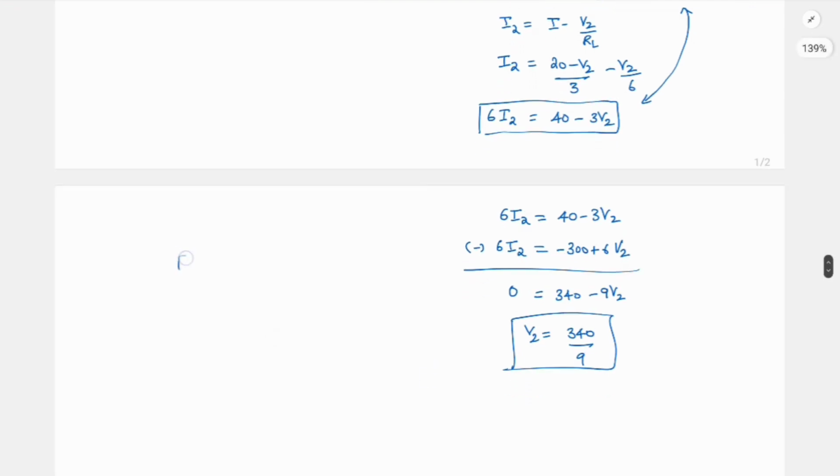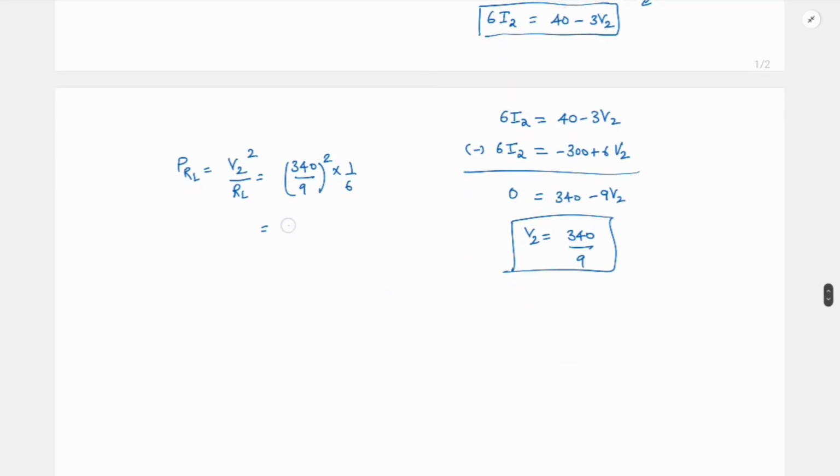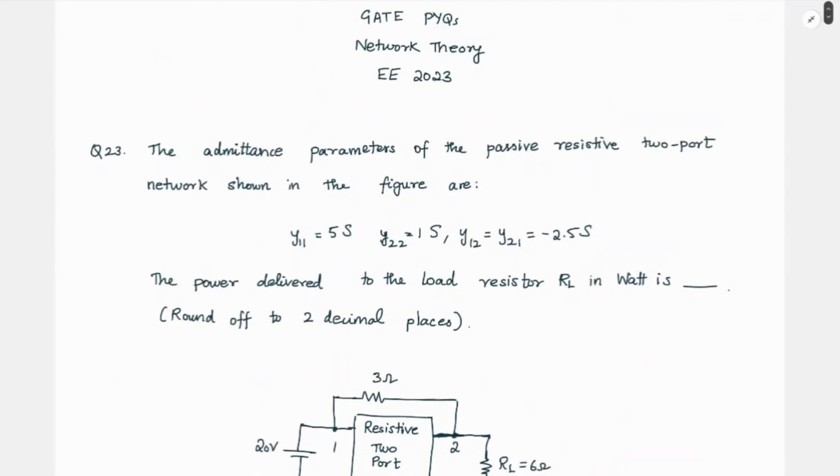Now PRL is equal to V2 squared by RL, which is (340/9) whole squared times 1/6. Let us calculate this using a calculator. This value comes out to be 237.86. So this is my answer.